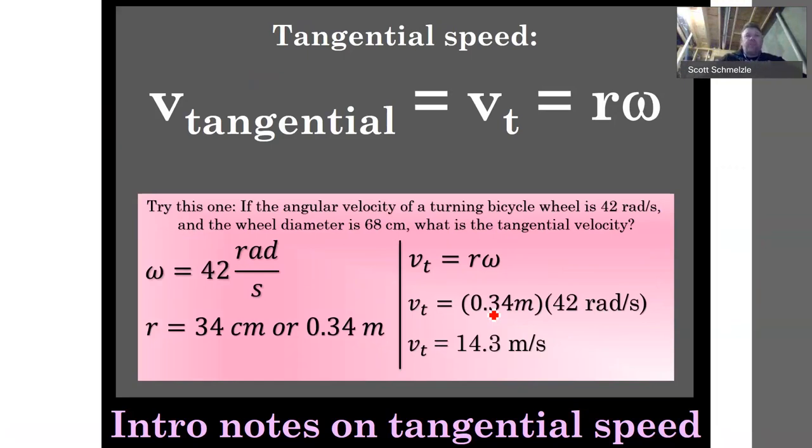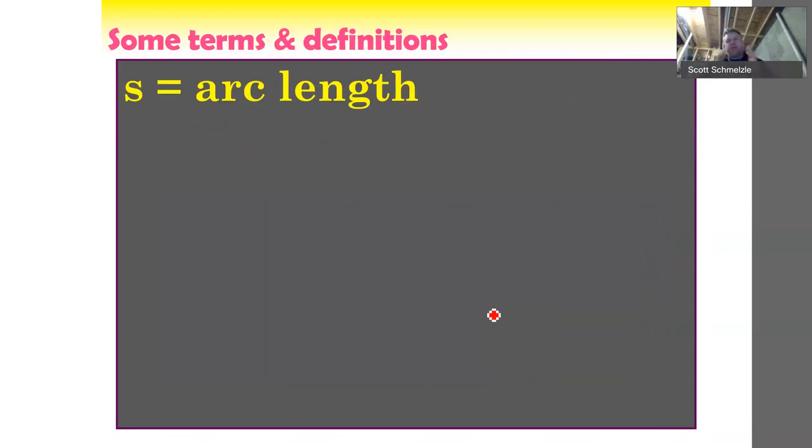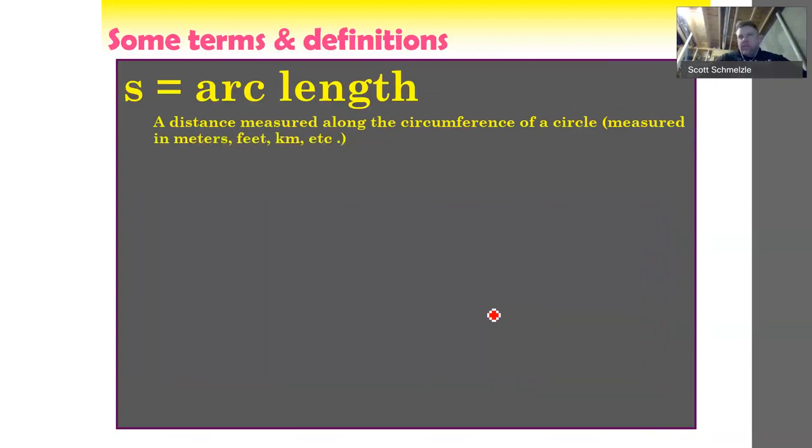Okay, so some terms. And again, remember, yellow font, just look, listen, learn. S is our arc length. It's a distance measured around the circumference of a circle.